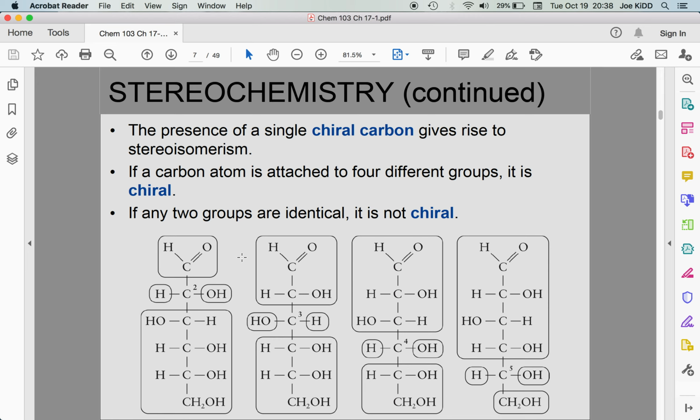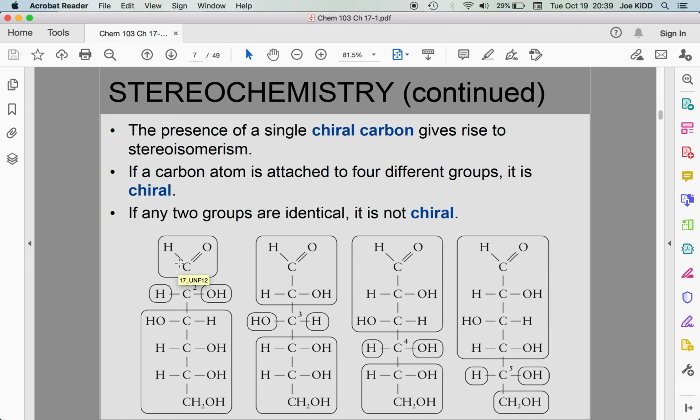So as we start going down the list, when we start with the aldehyde carbon here at the top, we see a double bond here to an oxygen. So automatically this carbon cannot be chiral. Again, this carbon up here, the aldehyde carbon, is not chiral because it cannot have 4 different groups attached to it.